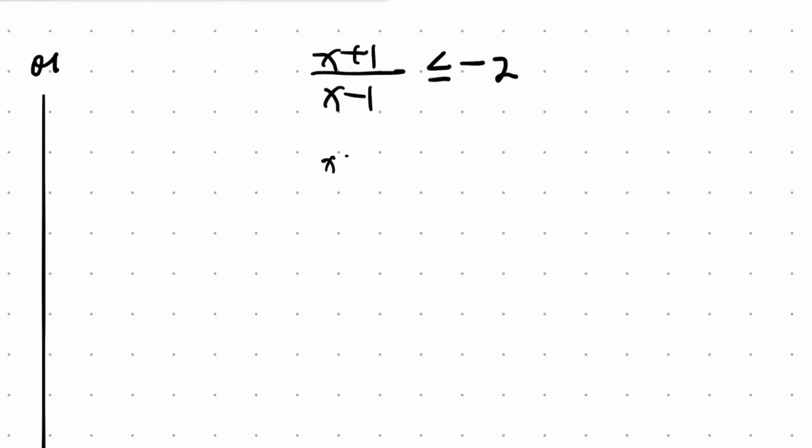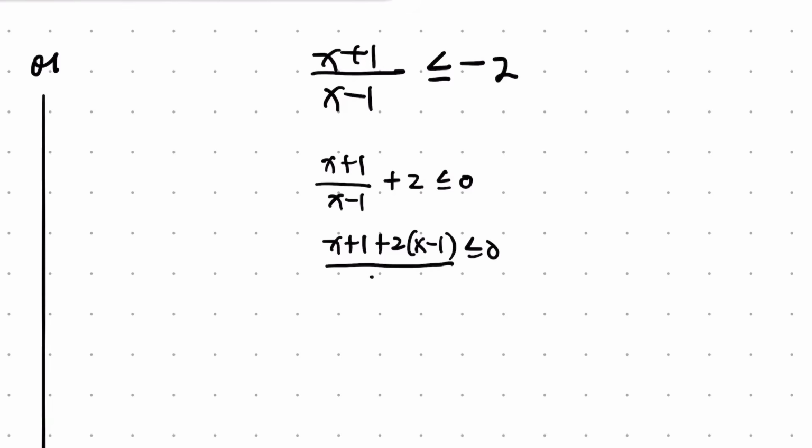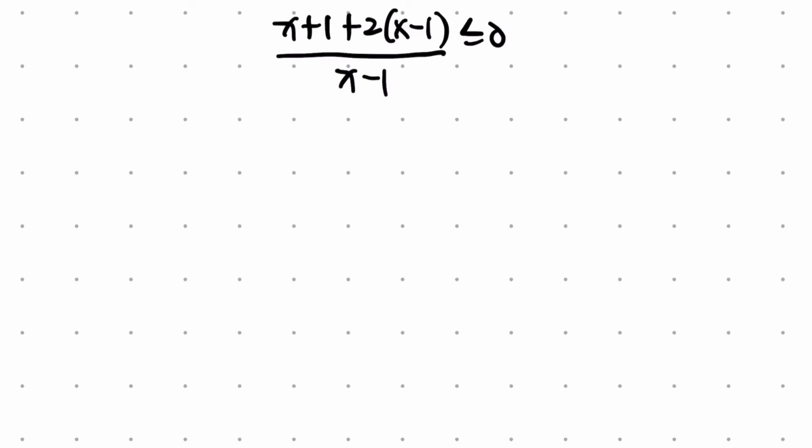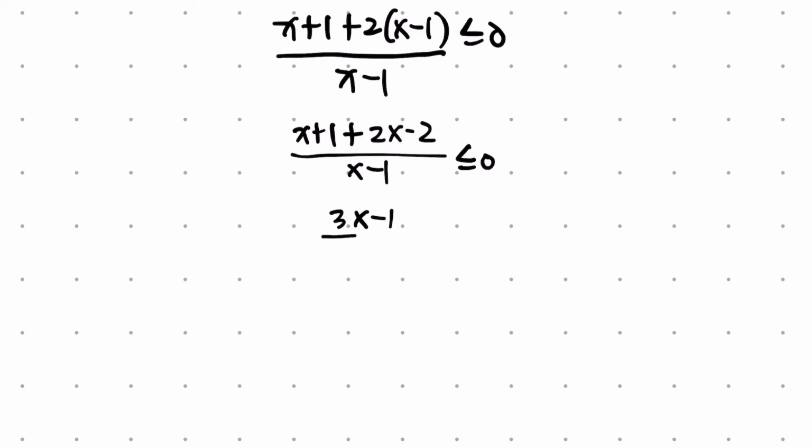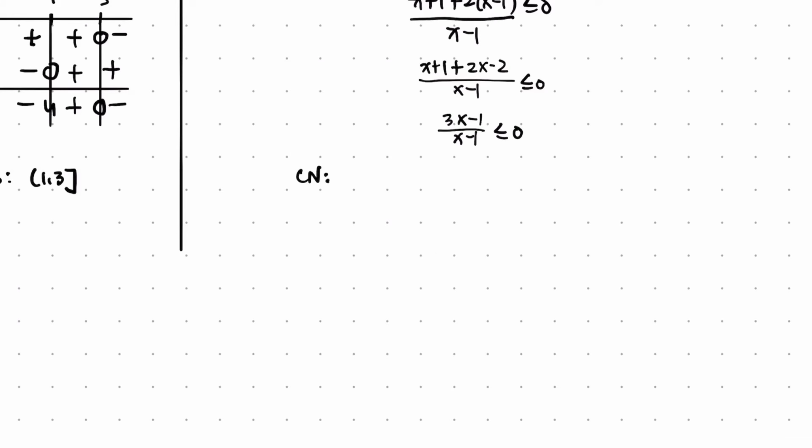So we get x plus 1 over x minus 1. Lipat natin sa kaliwa si negative 2 and then combine as a single fraction. X plus 1, let us distribute. Lalabas, and then combine, 3x minus 1 over x minus 1. Tapos ganun ulit. What are the critical numbers? For the numerator, 1/3. Denominator, 1.